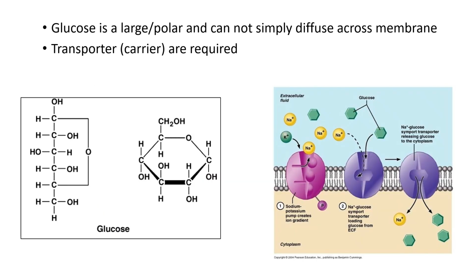Glucose itself is too large to simply diffuse across the membrane. Glucose is also polar. If you look at the glucose molecule in the right image, it is the red hexagon structure. It has to bind to a carrier protein that will then transport it across the cell membrane into the cytoplasm. This is a coupled reaction to a primary active transport complex called the sodium-potassium pump.